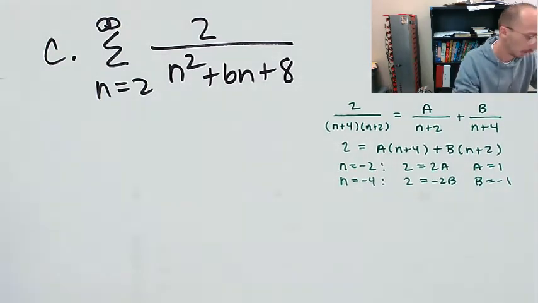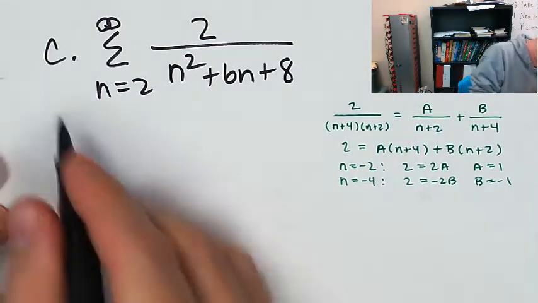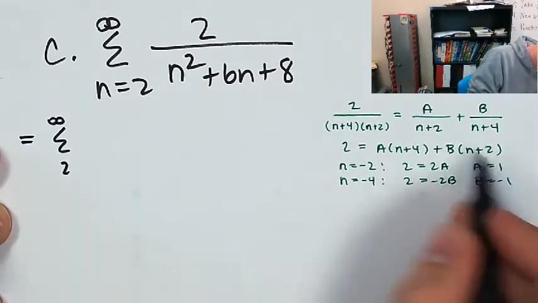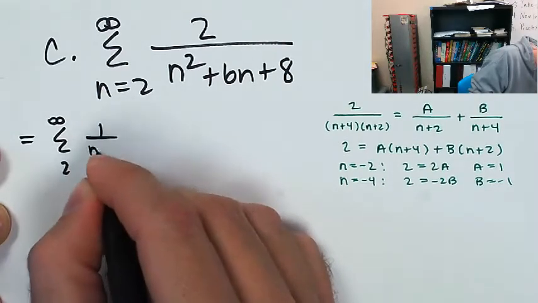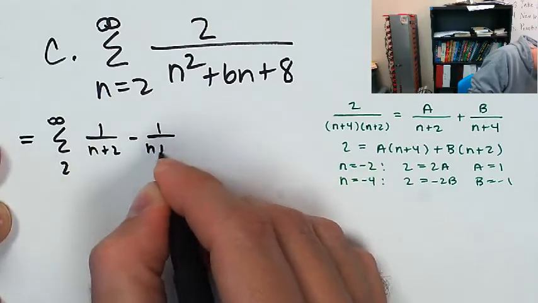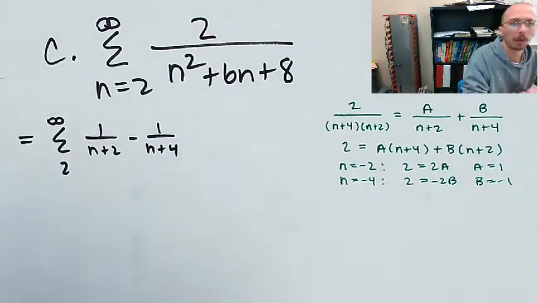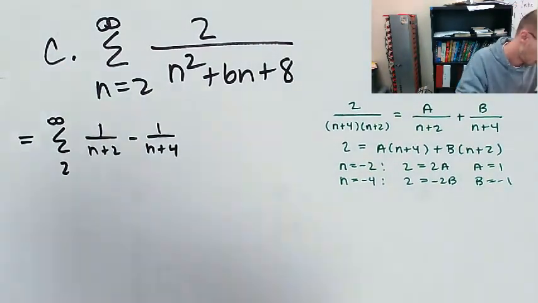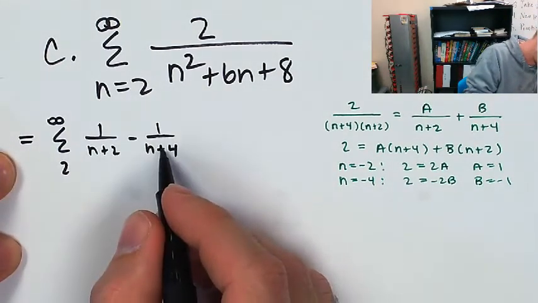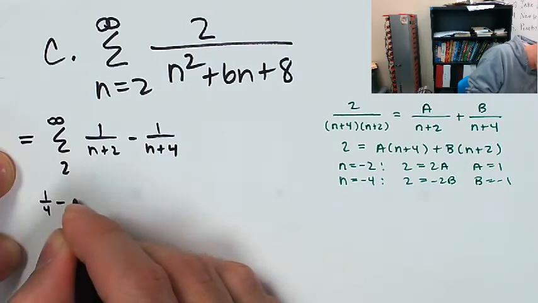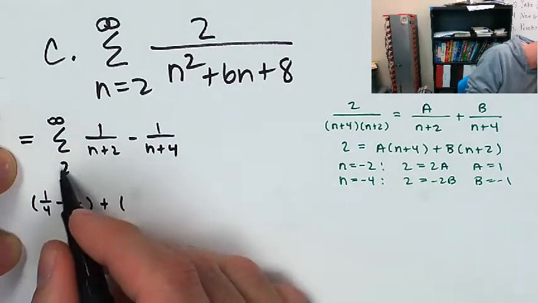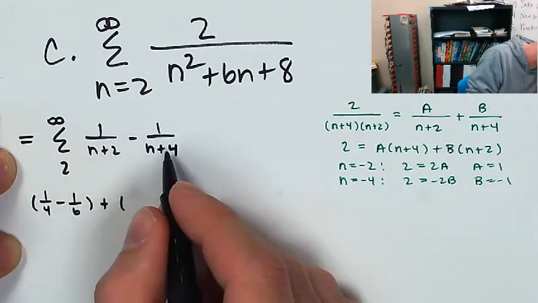Okay. So now this series has become the sum from 2 to infinity of 1 over n plus 2 minus 1 over n plus 4. All right. And now I'm ready to start writing out terms. Okay, start with n equals 2, so I've got a 4th minus a 6th. That's my first term. Plus my second term will be n equals 3. It's a 5th and minus a 7th.